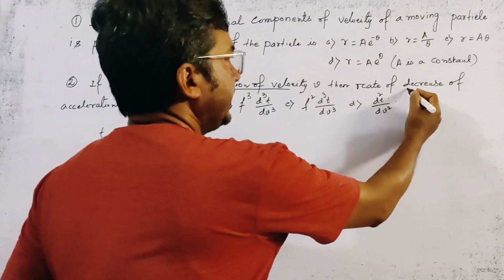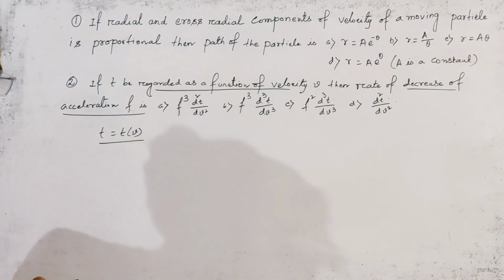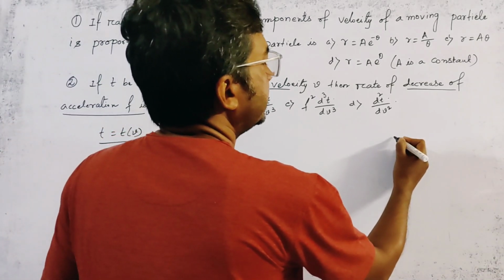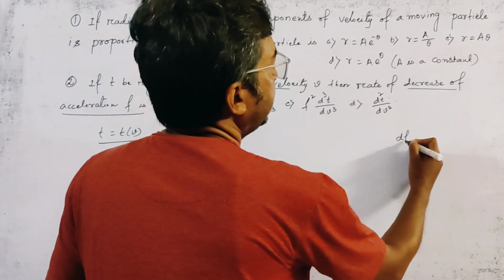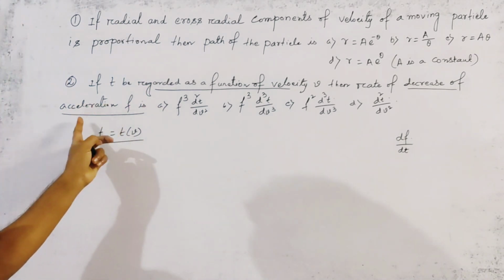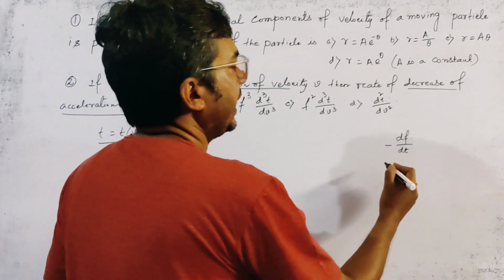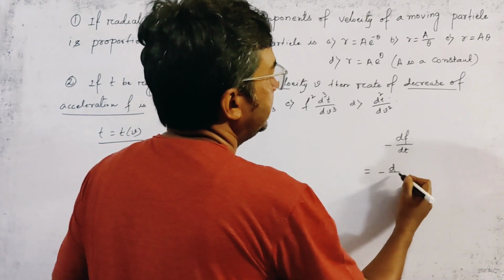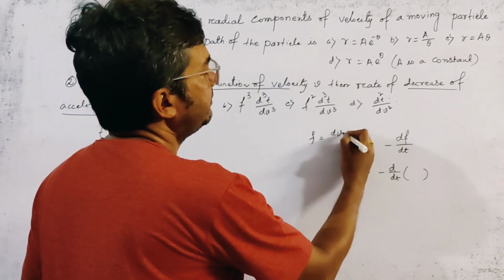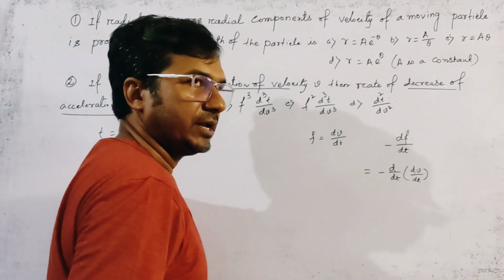Then the rate of decrease of the acceleration f is, four options are given. What is the rate of decrease of acceleration? We know that the change of acceleration is given by df by dt, and since it is given that the decrease of acceleration, we give here a negative sign. This is equal to minus d dt of f. What is f? f means dv dt, so put here dv dt.